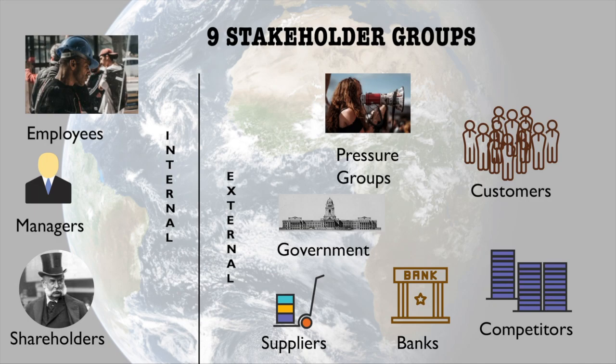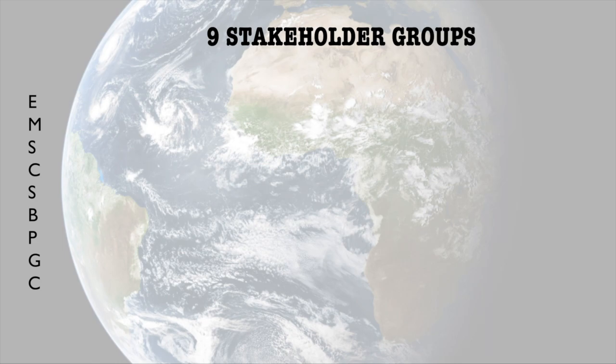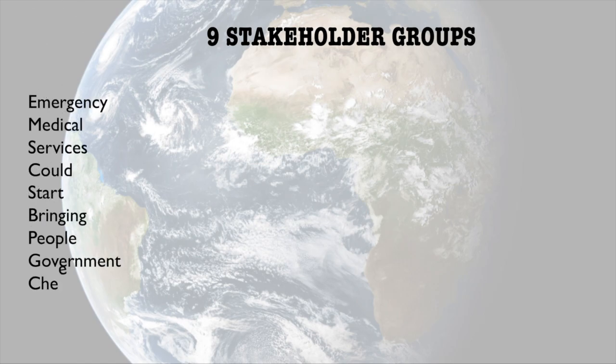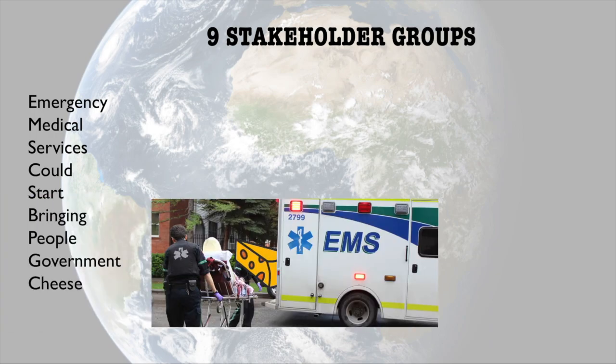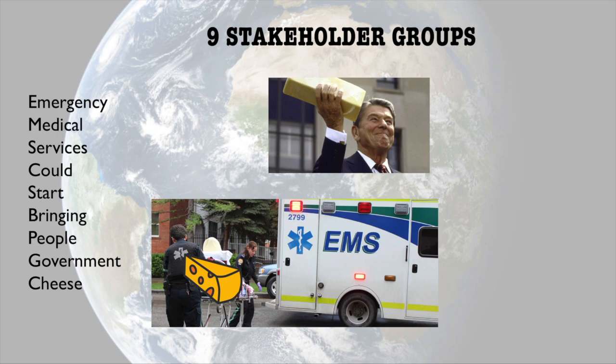So, one tip you might try in order to memorize all 9 of these groups is to use a mnemonic device. And a mnemonic device that I thought of is: emergency medical services could start bringing people government cheese. It's possible, and it could happen, and it's very memorable. And maybe it's slightly American. We are kind of obsessed with government cheese for some reason. But this is a good way for you to remember this sentence and hopefully remember all of the stakeholder groups.